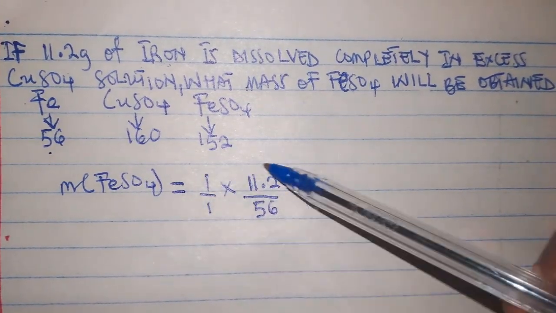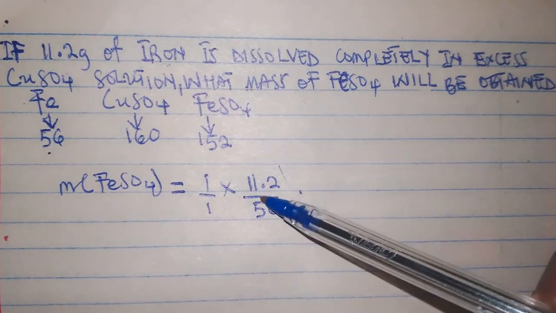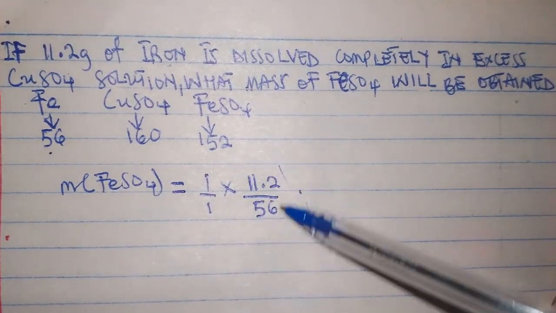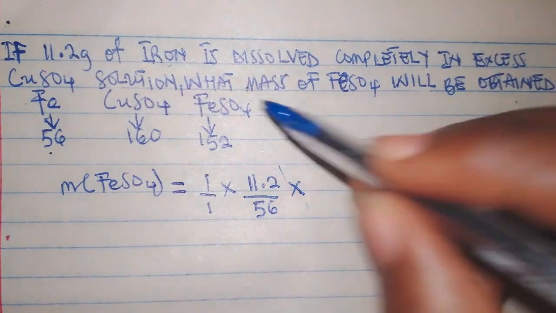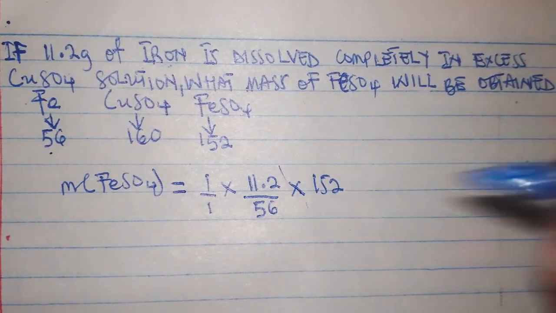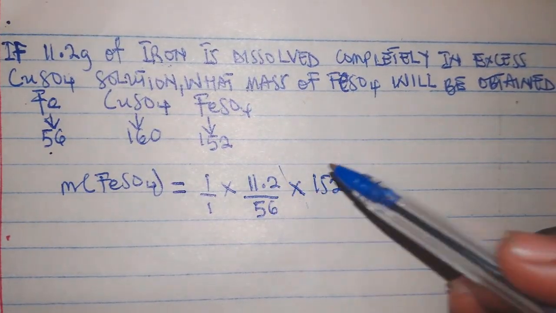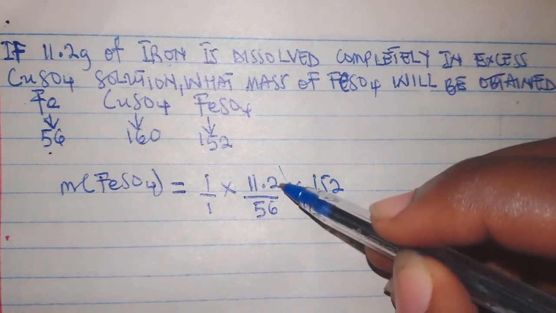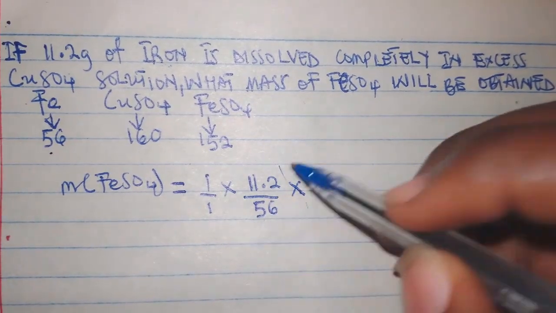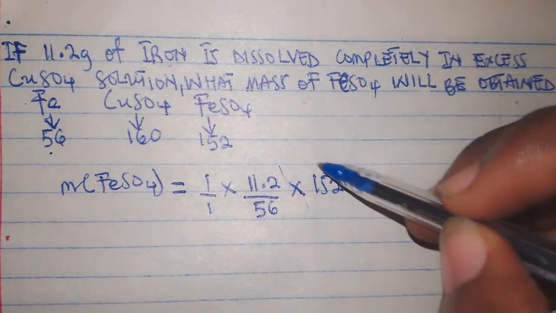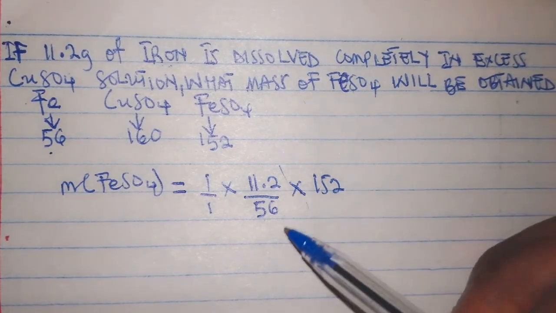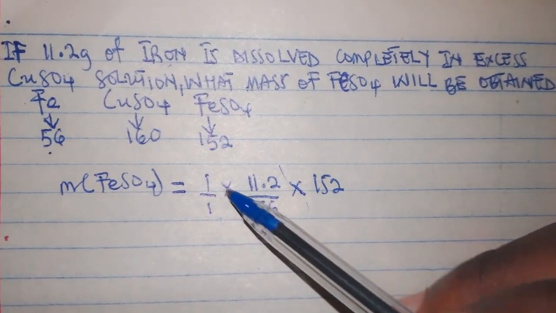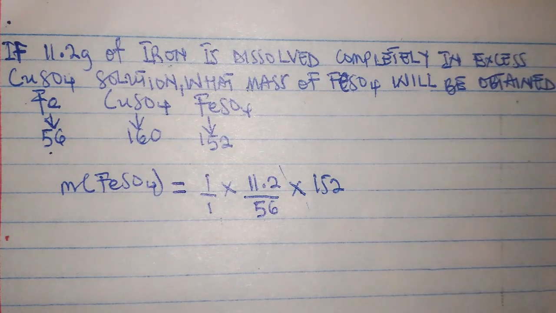Don't go and look for the number of moles, then come and put it in. Then you quickly multiply by the iron(II) sulfate, 152. You can see grams over grams will cancel out, leaving only grams of iron(II) sulfate. The thing about this is that you have to know the mole ratios very well. You have to be able to manipulate the mole ratios very fast.